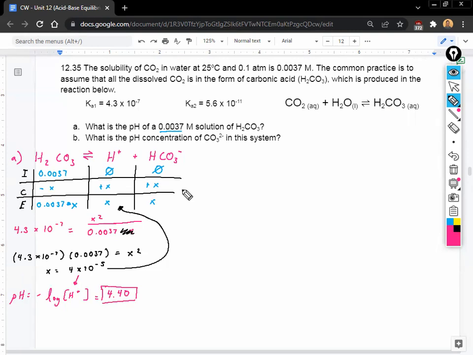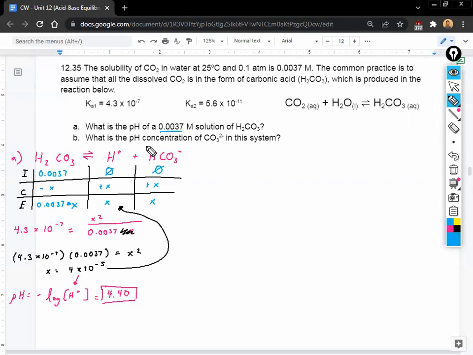So that first part's pretty easy, right? Literally the same thing that we have been doing. So the answer to part A is 4.40. Okay, now we're gonna add in the polyprotic acid part.